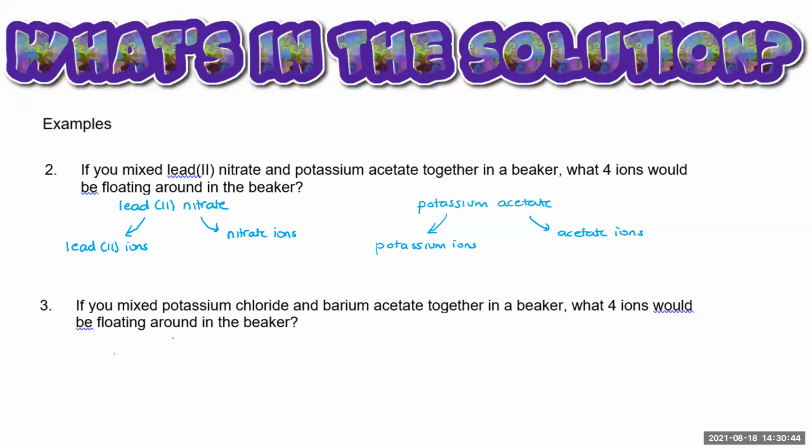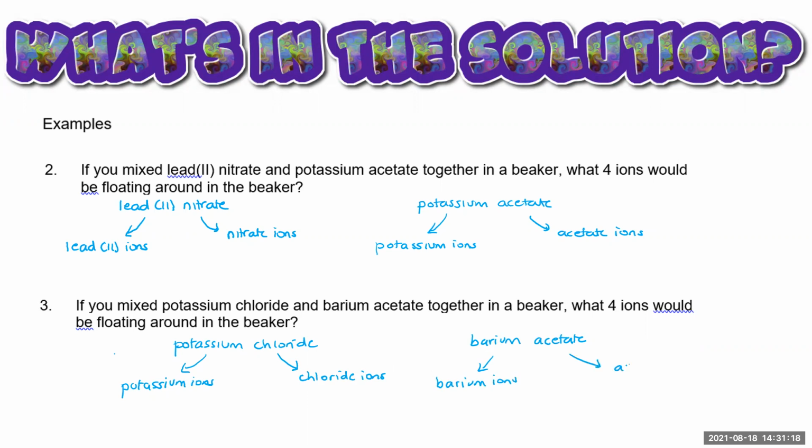Okay, so potassium chloride. Let's see how well you did with this. It is made of potassium ions and chloride ions. Barium acetate, let's see what that's made of. Did you get barium ions and acetate ions? How did you go? Give yourself a mark out of 4.